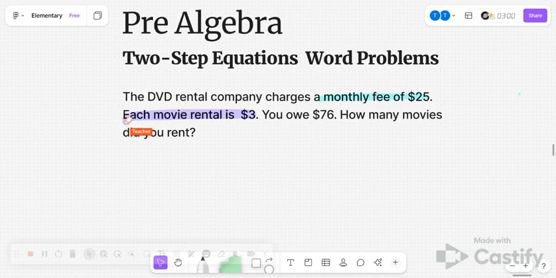Students can think this way, but our goal is to write the equation out, so let's try to do it. Like I said, the monthly fee is just a one-time deal. So you are going to pay $25, and then you're going to pay extra by the number of movies that you rent.